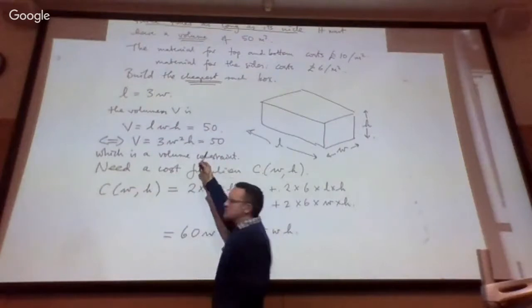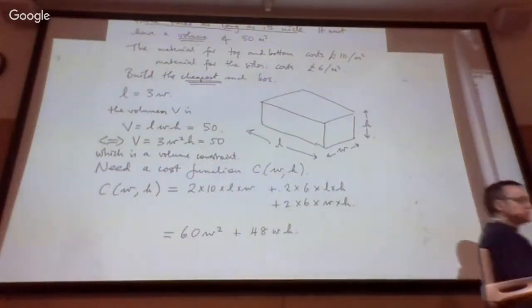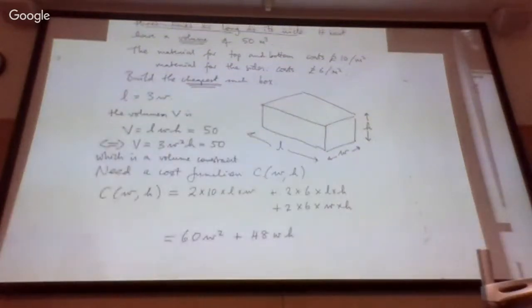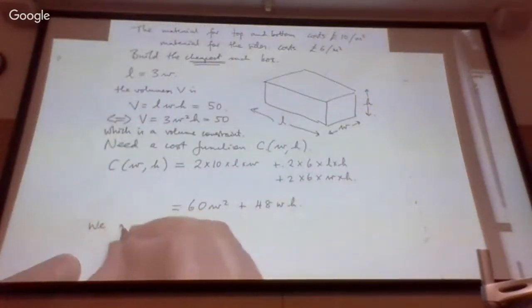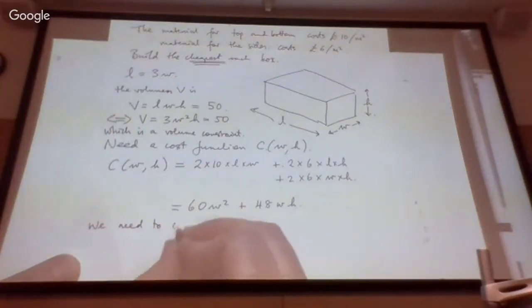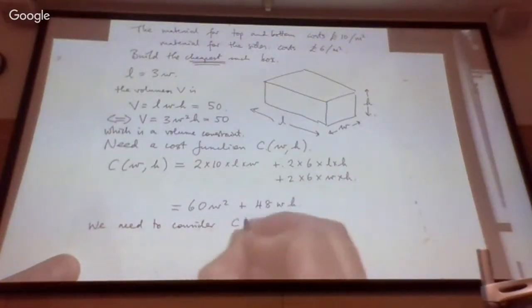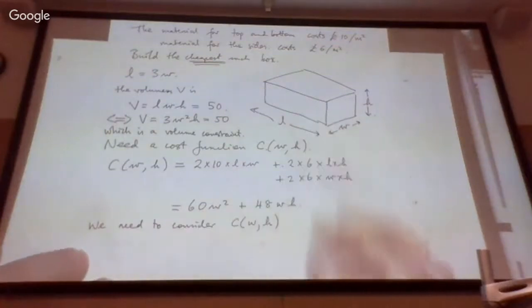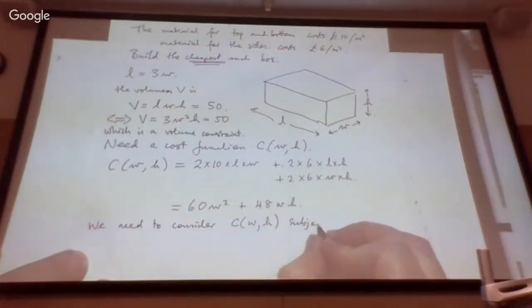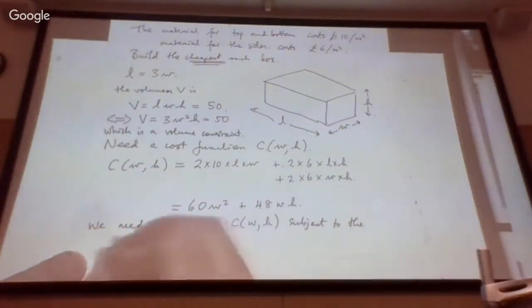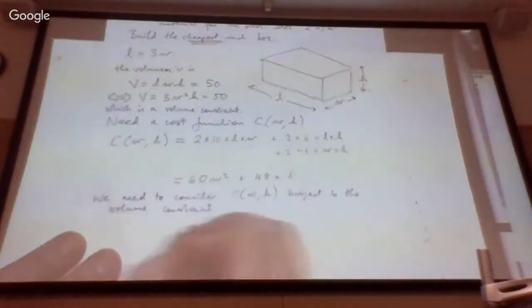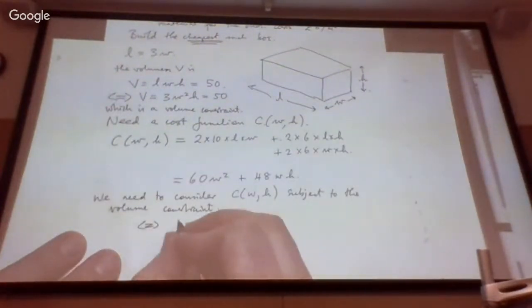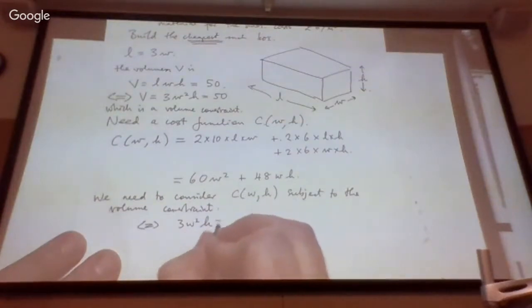We've got this volume constraint. We still haven't done anything with the volume constraint. We formulated it, we put it down on the page, but we need to impose the constraint. We need to consider the cost. We don't want the cost of any old box. We want the cost subject to the volume constraint. The volume constraint, that's equivalent to 3w squared h equals 50.